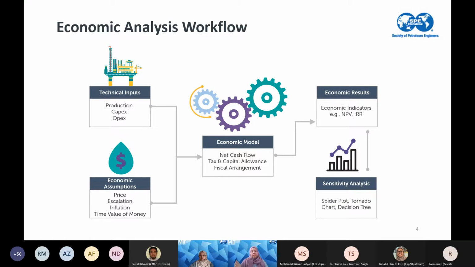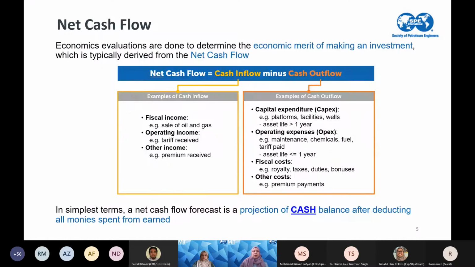So all this is then done to essentially allow us to form a picture about what the value of the project is. Okay. So that's essentially the typical economic analysis workflow. We tend to go through this, this is quite a generic approach, and everyone does this essentially.